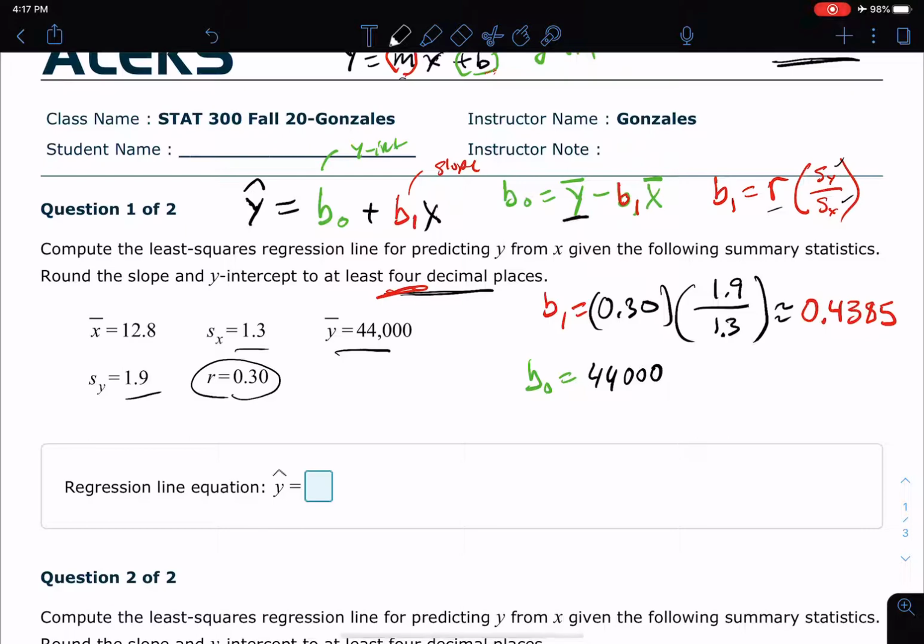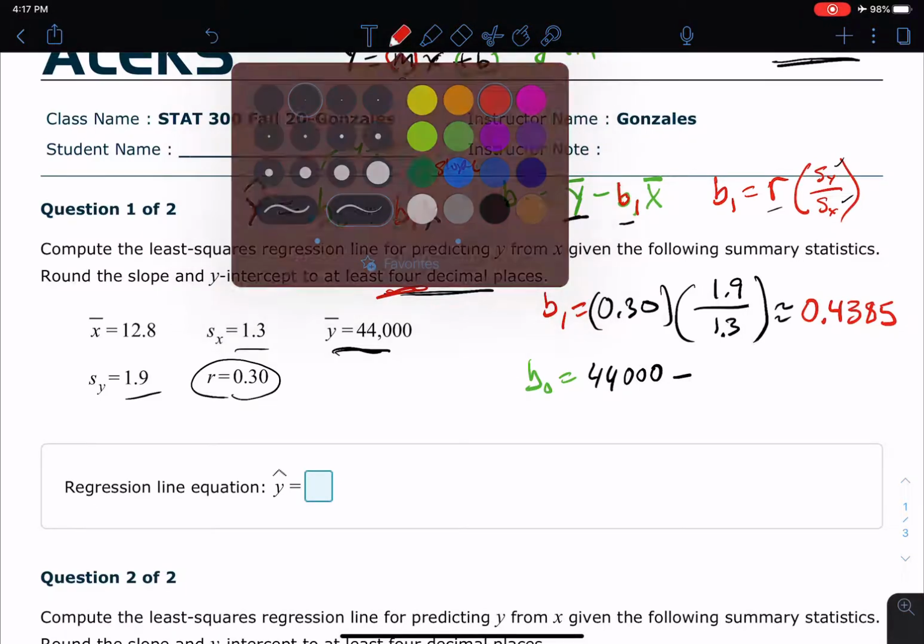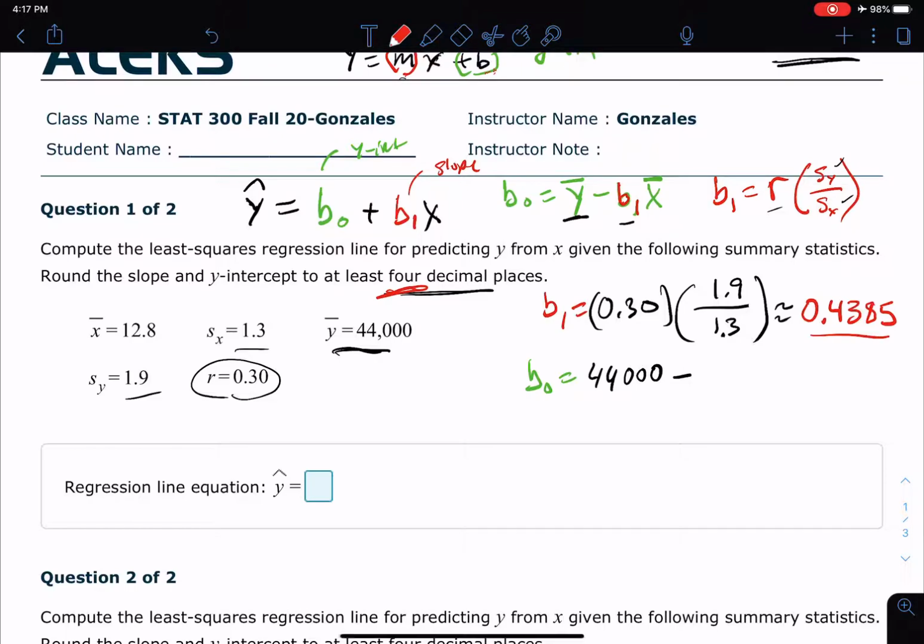So we've got y bar. I'm going to put y bar in. The next thing is minus b sub 1. Well, I found out my b sub 1 on the last problem that I just did right there. So that's 0.4385. And then the rest of the formula says to do what? Multiply b sub 1 times x bar. X bar is right there, which is 12.8.